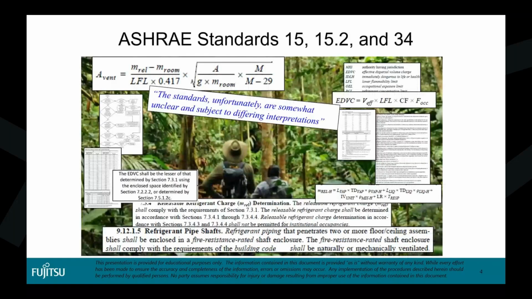So as I see it, these three standards, 15, 15.2, and 34, it's a lot of confusing information in it, to be honest. It's kind of spread out in many places. They're not really structured for an engineer to use. But someone has said that the standards, unfortunately, are subject to differing interpretations, and that's unfortunate. To me, it's like a jungle, but I'm trying to clear it up a little and see where the light is in this. You can see an ugly formula in the top there. We're going to discuss that one at the end of this presentation and a few other things.